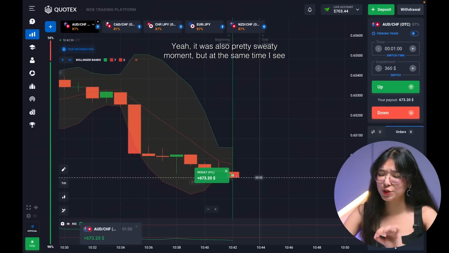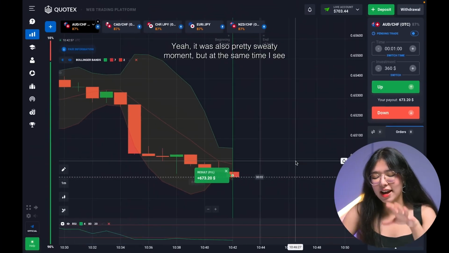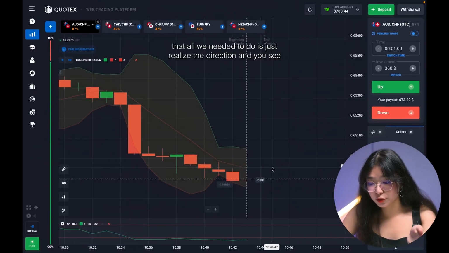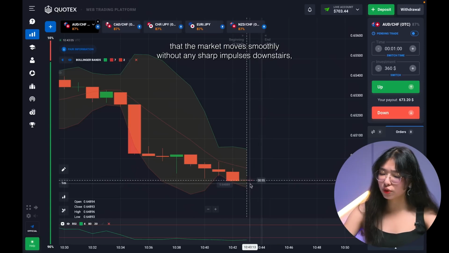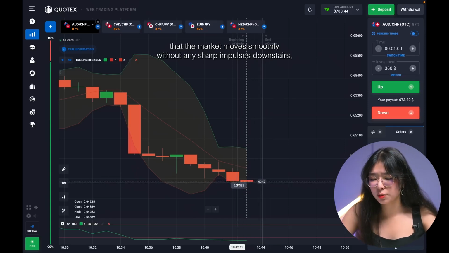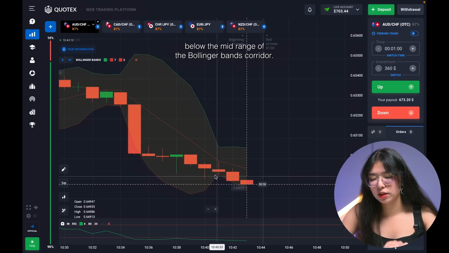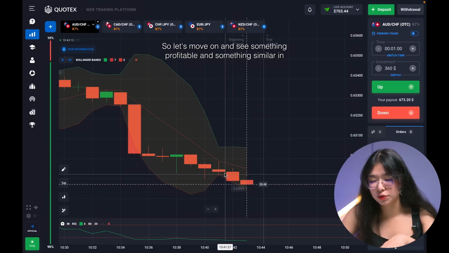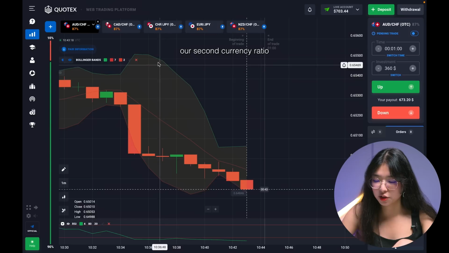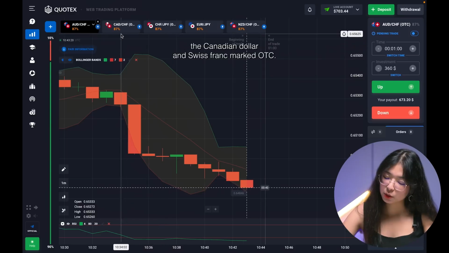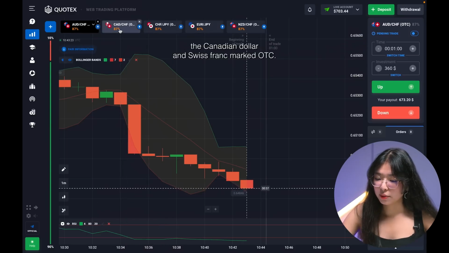Yes, guys, it was also a pretty sweet moment, but at the same time I see that all we needed to do is just realize direction, and you see that the market moves smoothly without any sharp impulses downstairs, below in the mid-range of the Bollinger Bands corridor. So let's move on and see something profitable and something similar in our second currency pair, the Canadian dollar, Swiss franc market OTC.